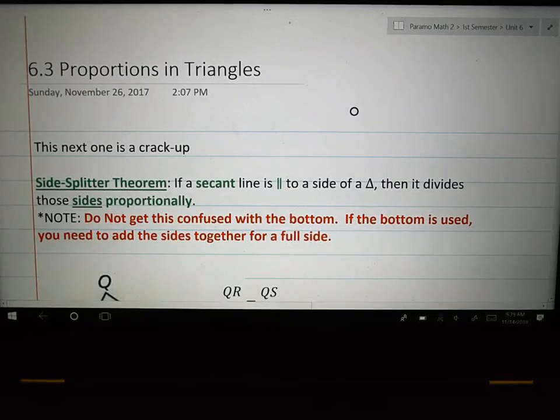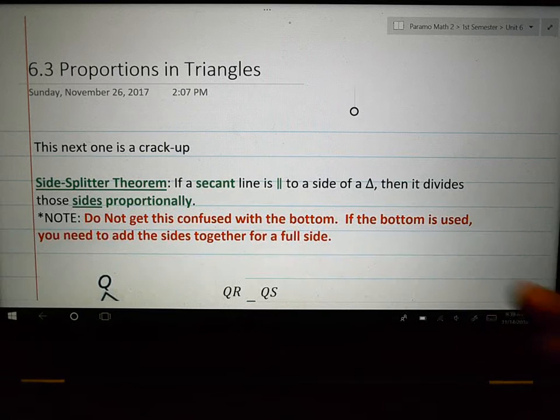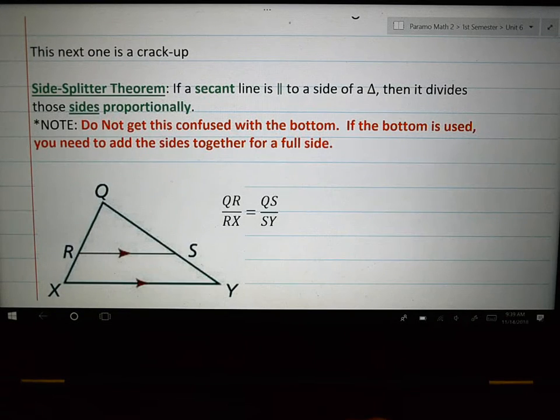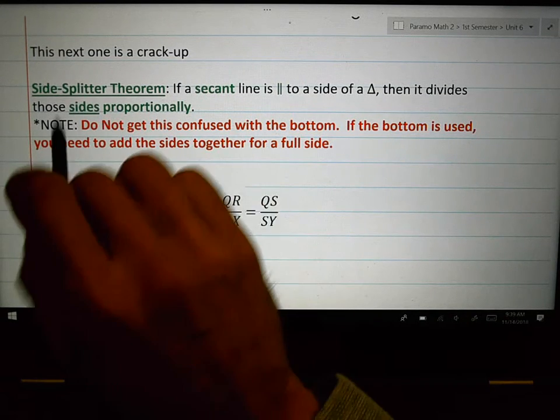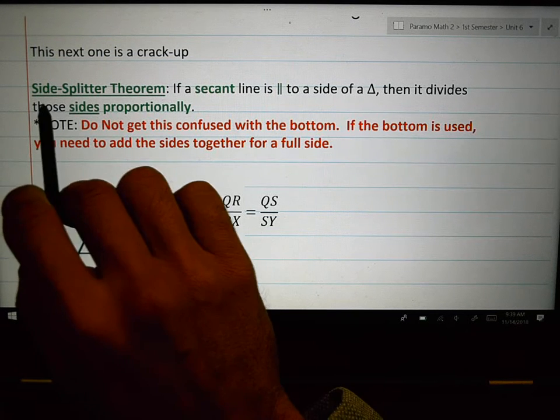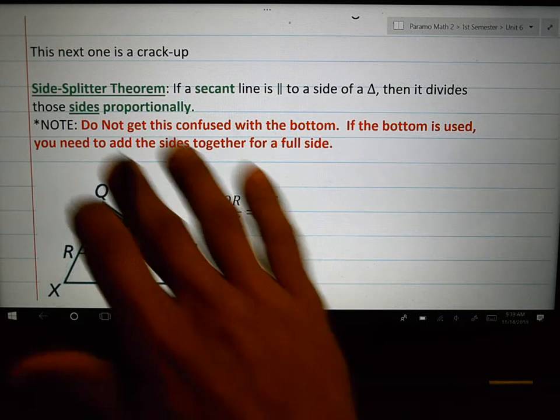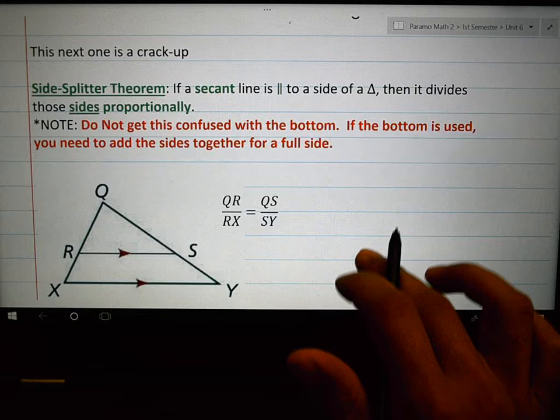In 6.3, we're going to be dealing with 3 different theorems that we can use. And the first one kind of has a funny name to it. I thought it was kind of a joke because it's a side splitter. For those of you who haven't, I laughed so hard my sides hurt. That's a side splitter, kind of a joke kind of thing. So that's what I wrote.